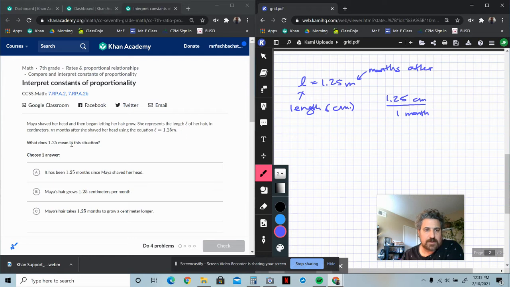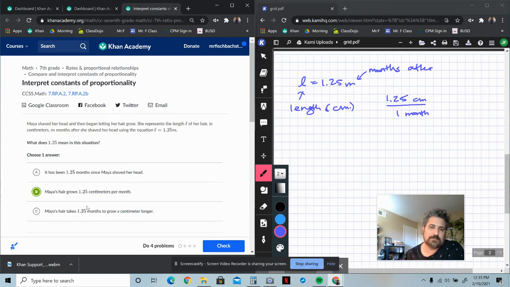What does the 1.25 mean in the situation? It has been 1.25 months since Maya shaved her head. No. Maya's hair grows 1.25 centimeters per month. Yes. Maya's hair takes 1.25 months to grow a centimeter long. No. So the correct answer is that her hair is growing at a rate of 1.25 centimeters for every month, and that's what you put.